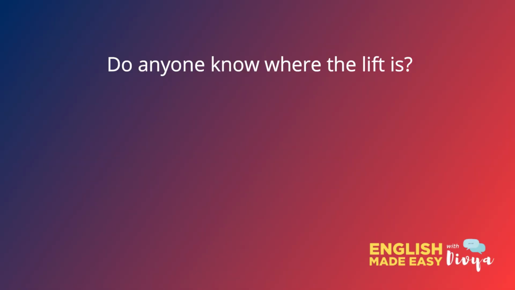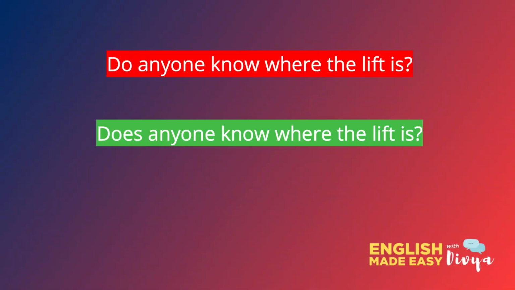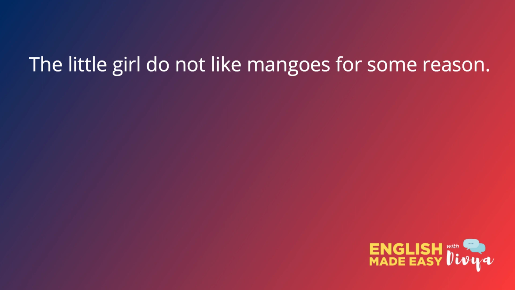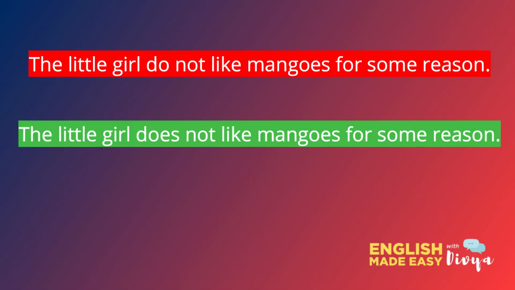The next sentence is, do anyone know where the lift is? So here the verb has to agree with the subject. So anyone is a singular subject. So we can't say do anyone know. It should be, does anyone know where the lift is? The next sentence is, the little girl do not like mangoes for some reason. So here the answer should be, the little girl does not like mangoes and not do not like, because the little girl is a singular subject.